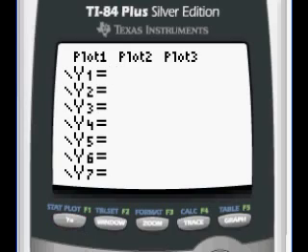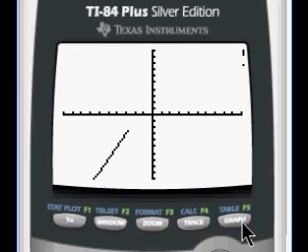Let's say we wanted to see a graph of 2x plus 3. We type in 2, and then we hit the key that has the X, comma, T, comma, theta, comma, n on it. One press of that will give us an x, and then plus 3. And then we hit the graph button. And there's our line of 2x plus 3.